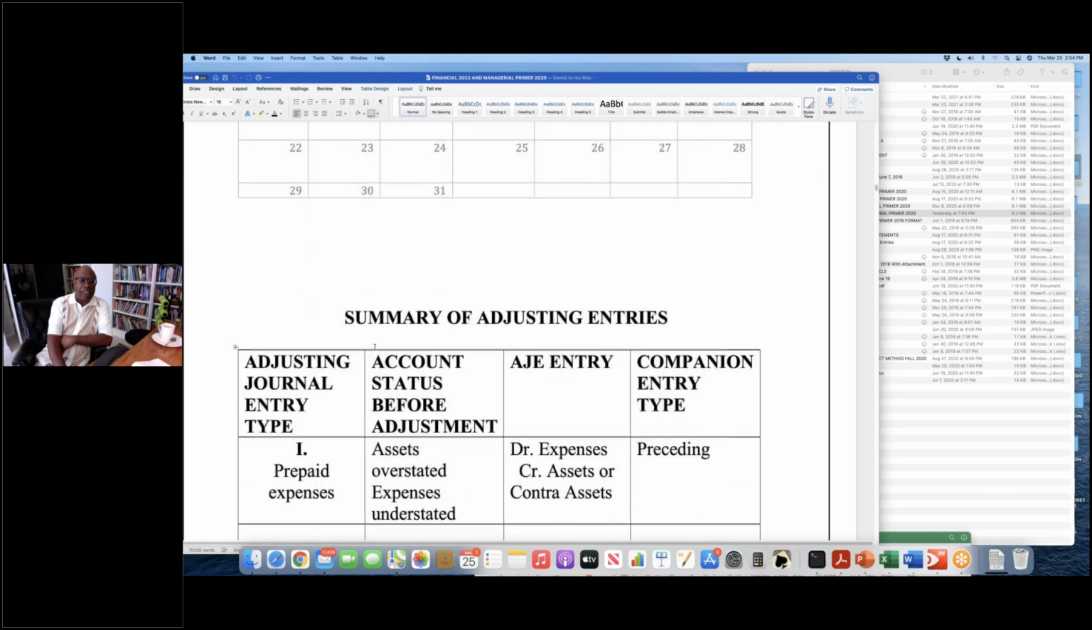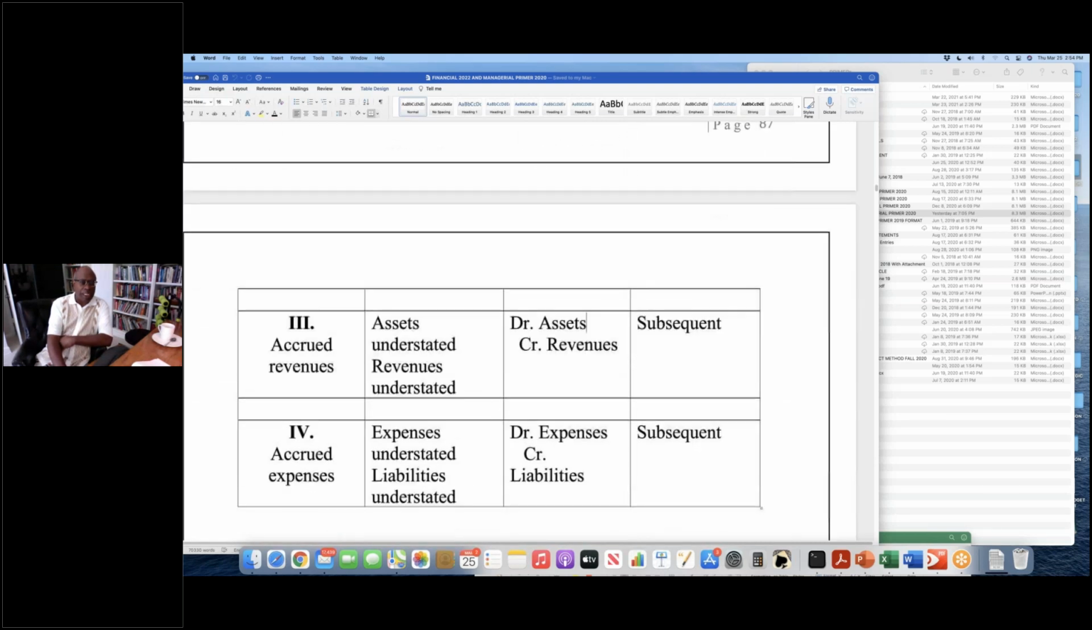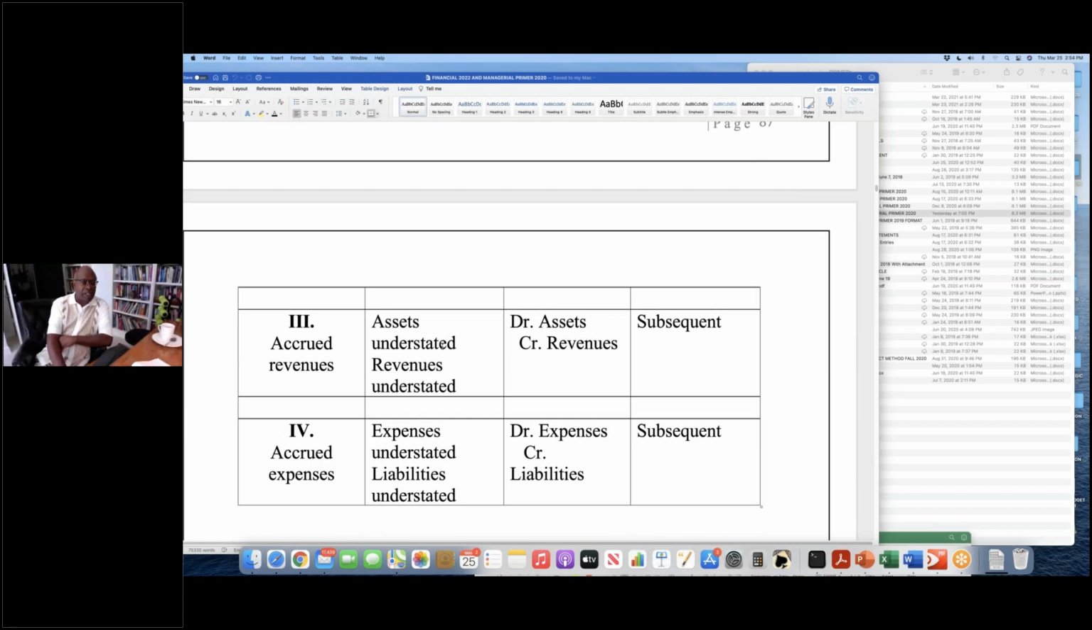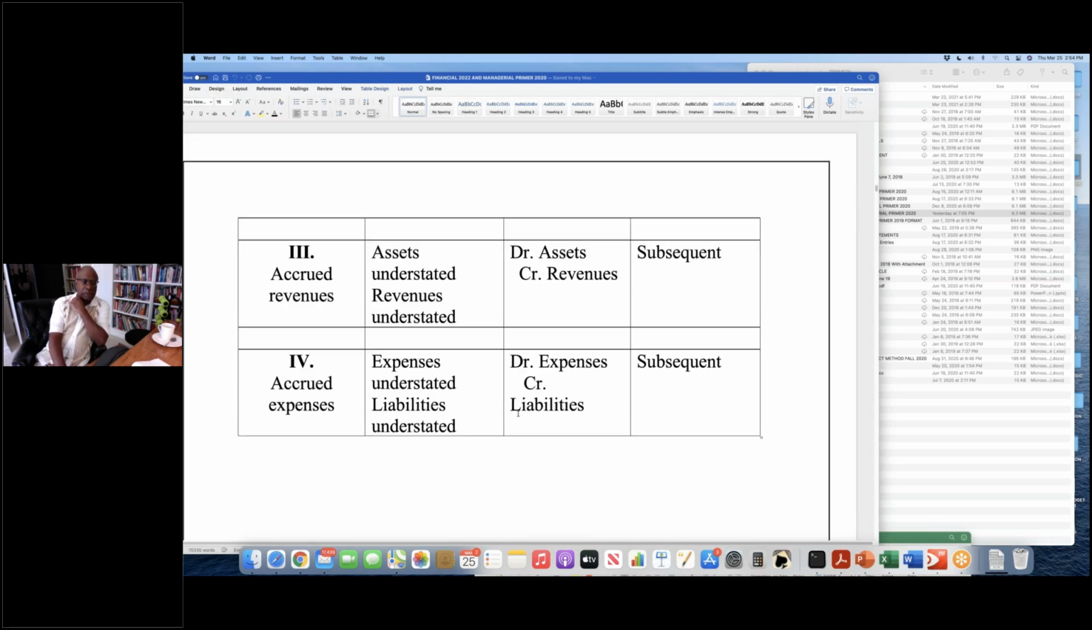So time to work some examples now. But once again, reviewing. Accrued revenue, that's a type 15. You debit the asset, accounts receivable, and credit revenues. Then the subsequent entry is a type 3 when you get the cash. But that's after the AJE. Accrued expenses, the same thing happens. When you incur the expense, you debit the expense and credit a liability. The cash is paid later.